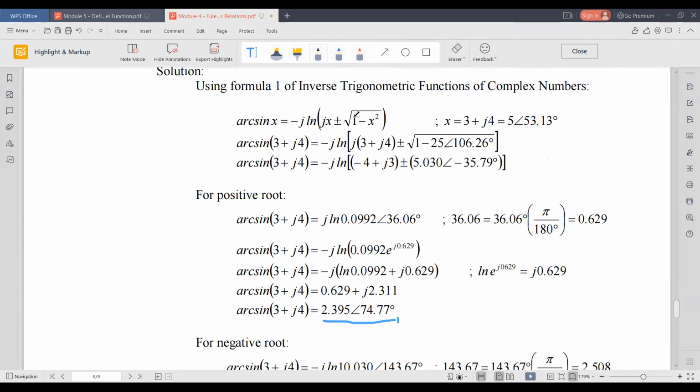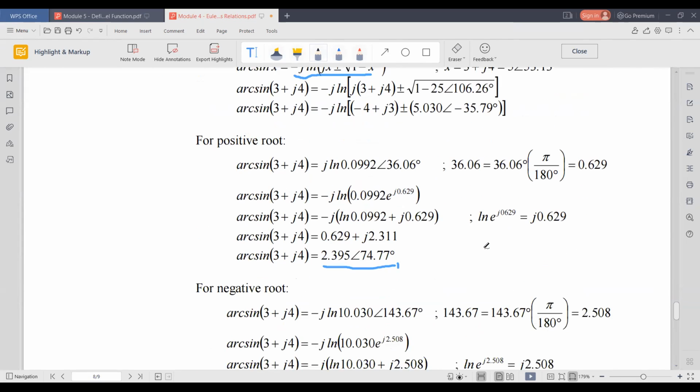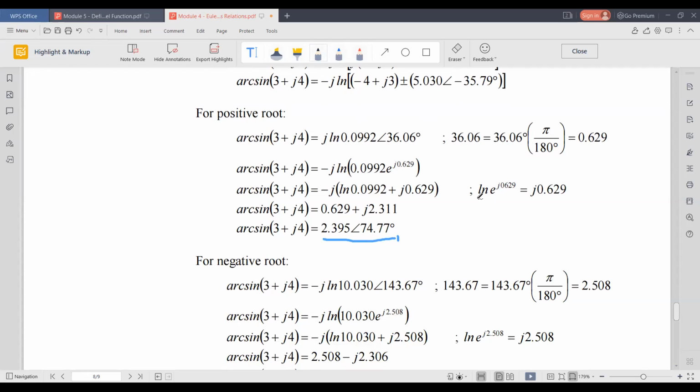So this is in terms of inverse trigonometric functions. We use the formula for evaluating this one. Naka-arcsine siya, may equivalent value siya, which is the negative j ln. And then you will apply here your logarithmic properties. Okay, actually nandiyan naman. So ln of e raised to j, just transpose na lang, cancel out. So you have your j 0.629.